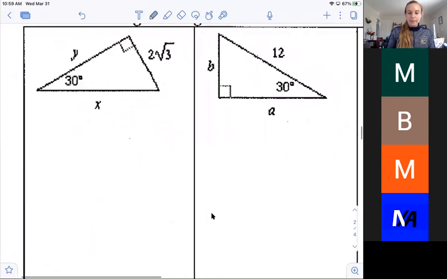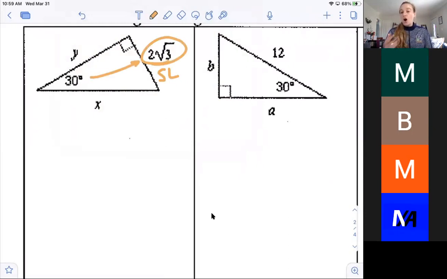So this first example, there's 5 little boxes in a row. So we're just going to go one at a time. It looks like it gave me the side across from 30 first. So it gave me the short leg. 2 root 3 is a short leg. I don't care what number, what nonsense I give you. We're still always multiplying or dividing by 2 to get the hypotenuse, multiplying or dividing by root 3 to get the long leg. That's all it is. Don't make it harder than it has to be.